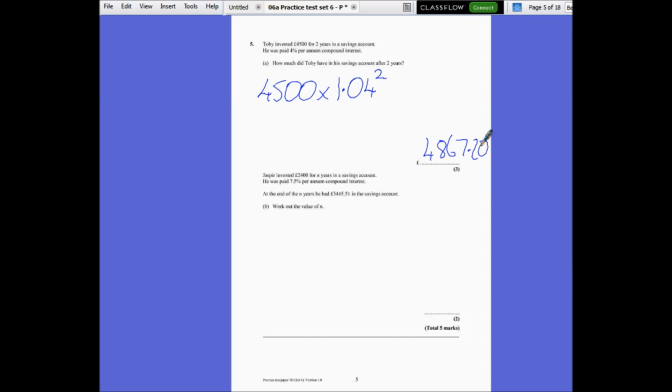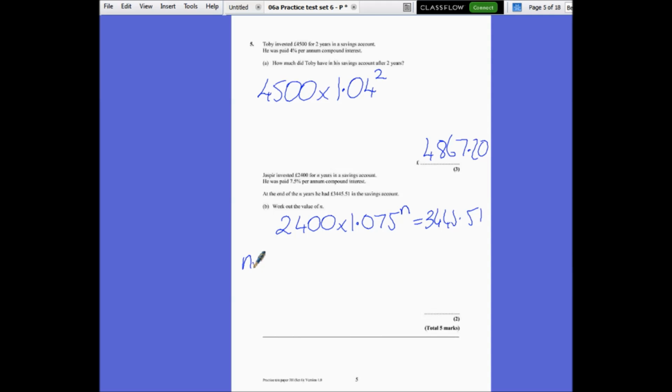Jaspia invested £2,400 for n years in his savings account and was paid 7.5% per annum interest. At the end of n years, he had £3,445.51. Work out the value of n. If we knew what n was, we would do 2,400 times 1.075 to the power of n, and that would give us 3,445.51. To do this, we just need to put in different values of n and find out what the answers are.